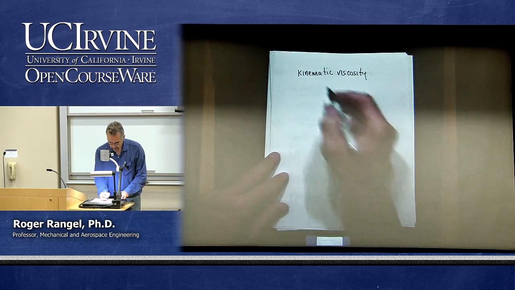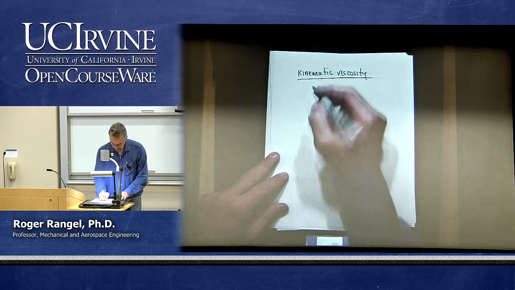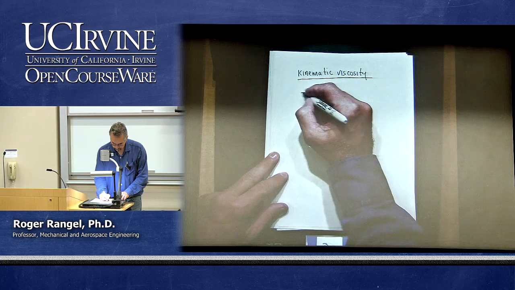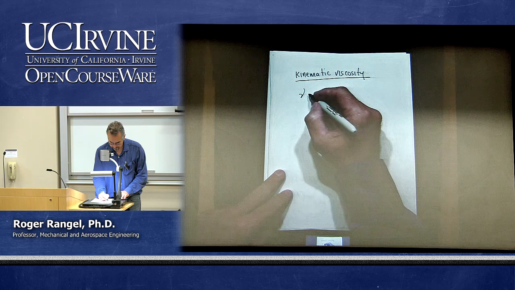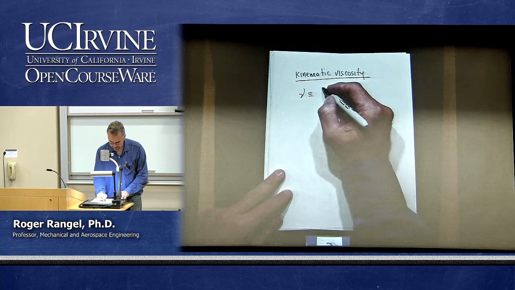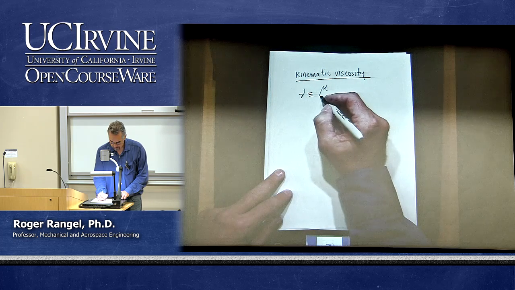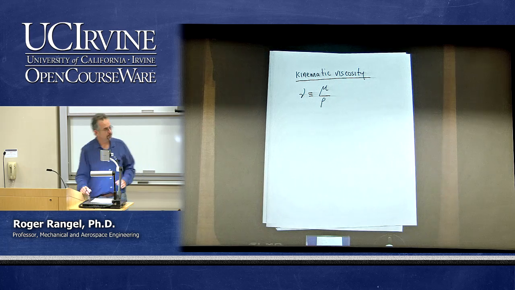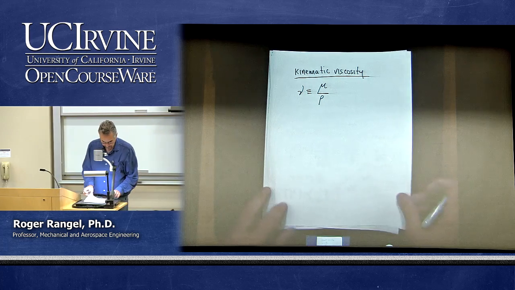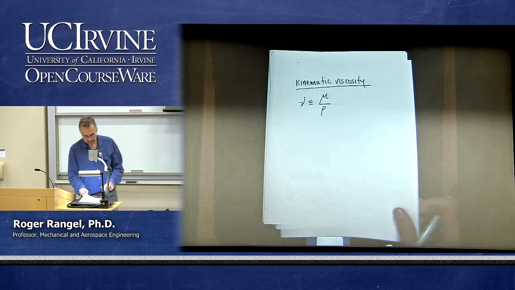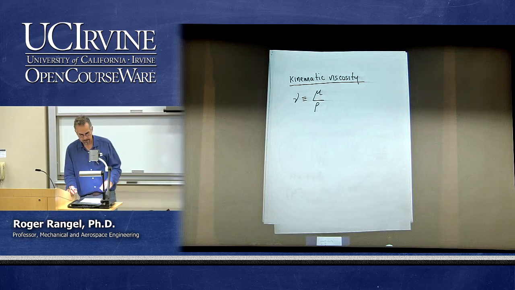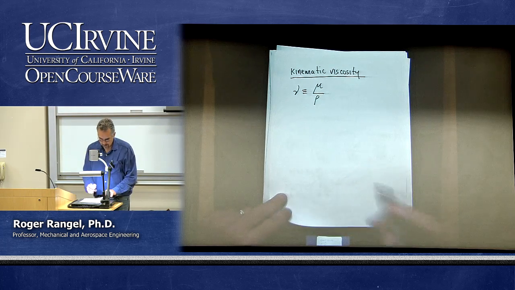And kinematic viscosity, we use the symbol nu, Greek letter nu for it, and it is defined as the dynamic viscosity divided by the density of the fluid. So we simply take this other viscosity that we call dynamic viscosity divided by the density, and that's called the kinematic viscosity.